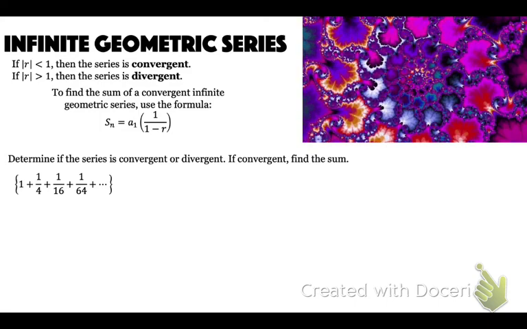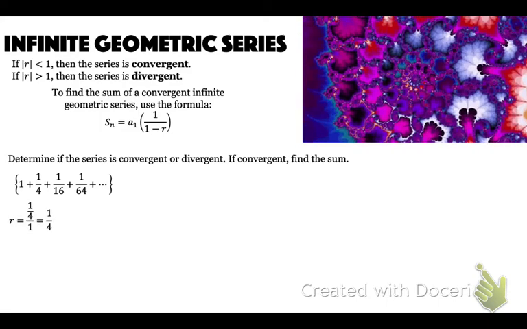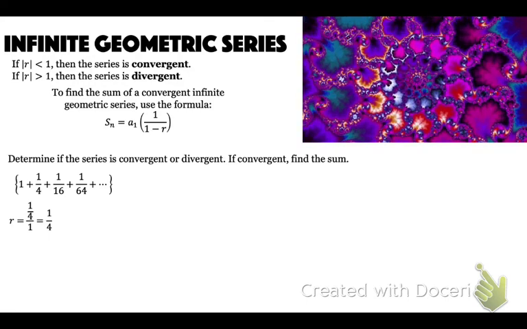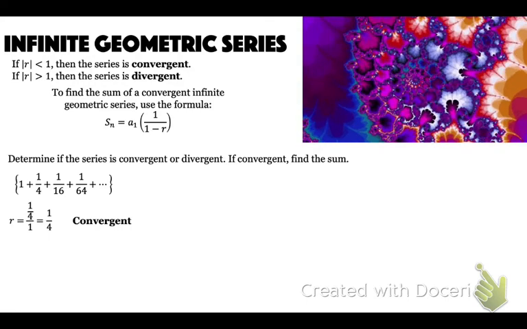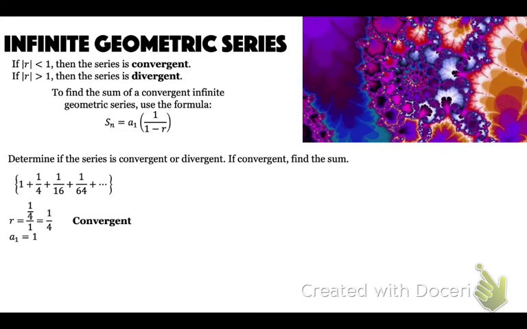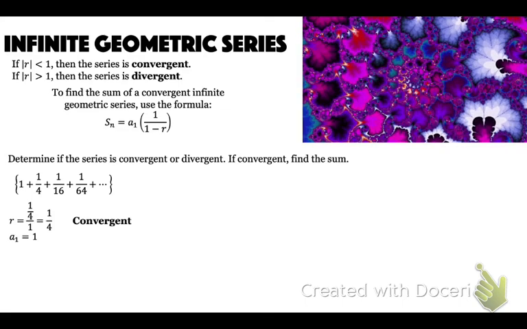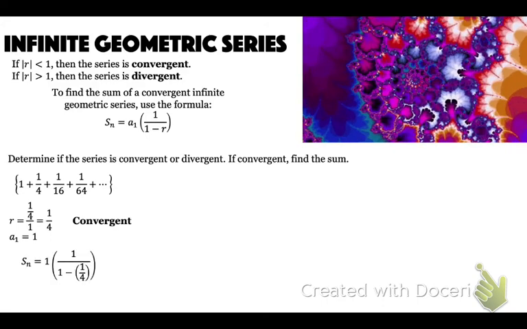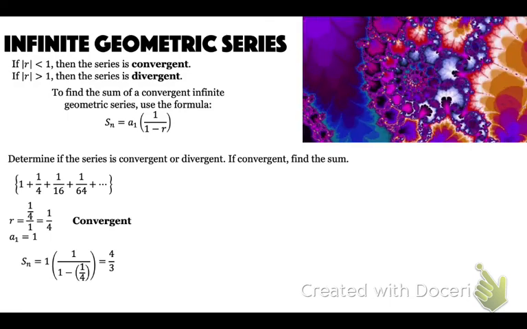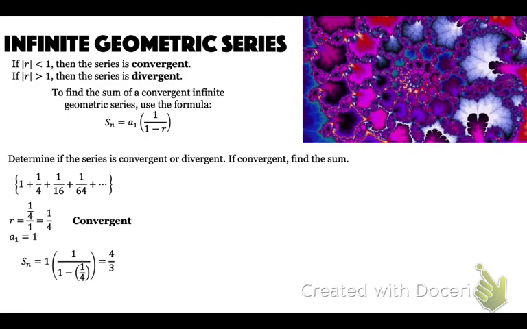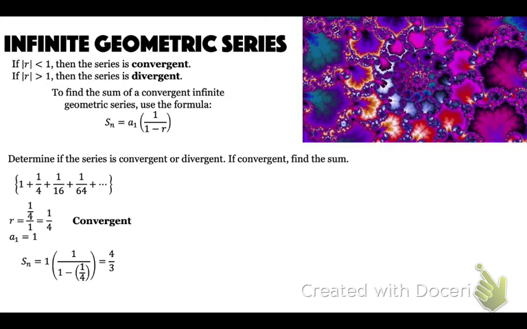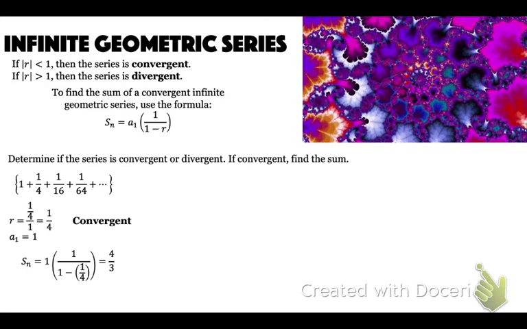For this one, I first need to figure out what R is. If I do 1/4 divided by 1, I get 1/4. If I did 1/16 divided by 1/4, I'd get 1/4. So this is a convergent series, which means I can use my formula. So a sub 1 equals 1, and then S sub n would equal 1 times 1 over 1 minus 1/4, which is 4/3. So if I add up this infinite series, it's going to just end up equaling 4/3. Really weird.